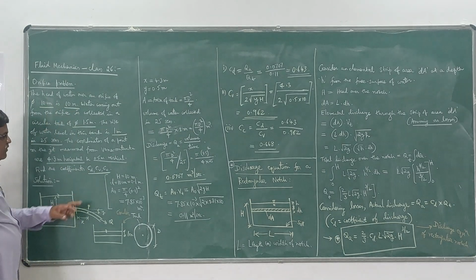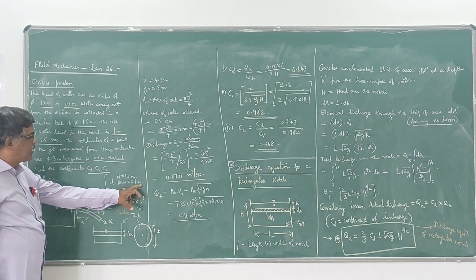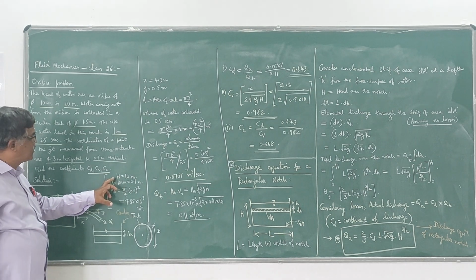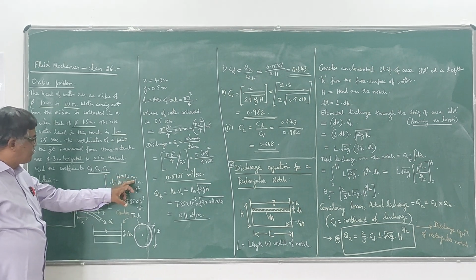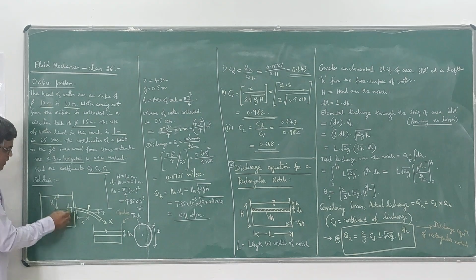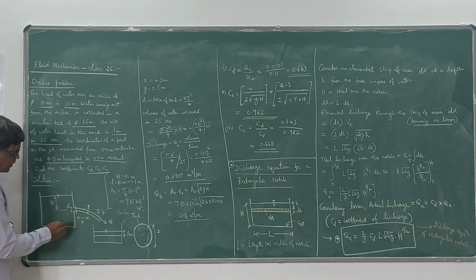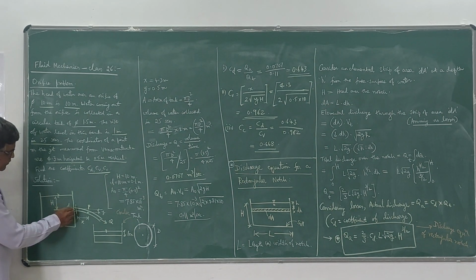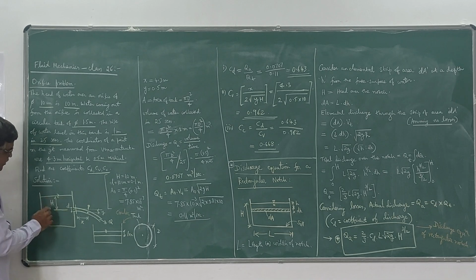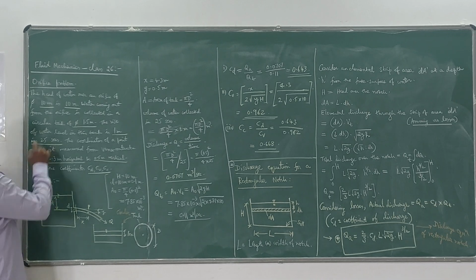So the diameter of the orifice is 10 cm, that is 0.1 meter, and it is a circular orifice. Head over the orifice is 10 meters. This is the diagram. So this orifice is this opening, and head is measured from the center of the orifice up to the free surface. This is 10 meters he has given.